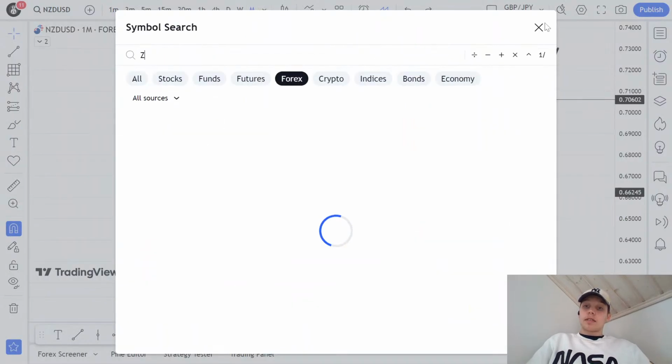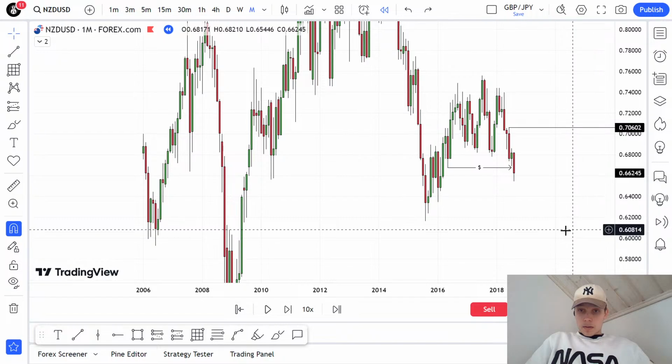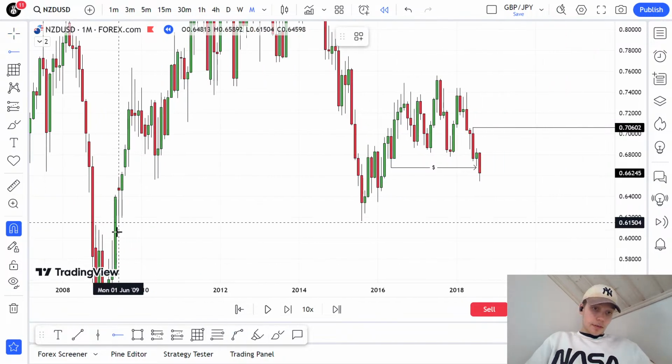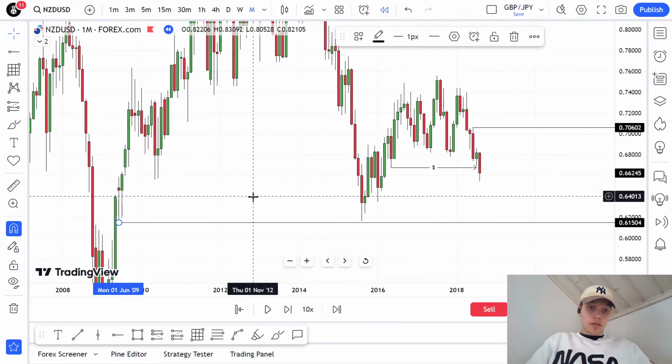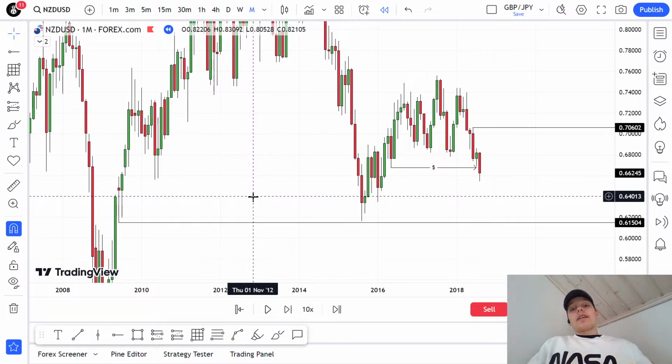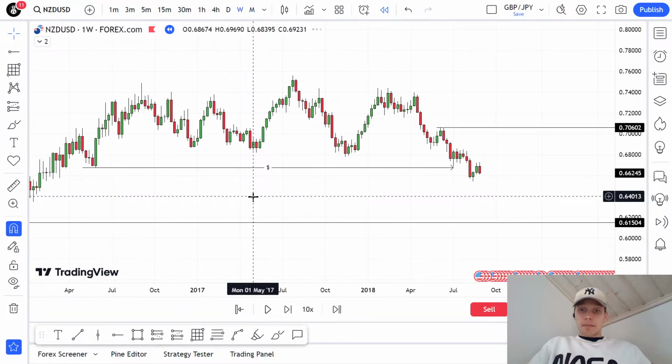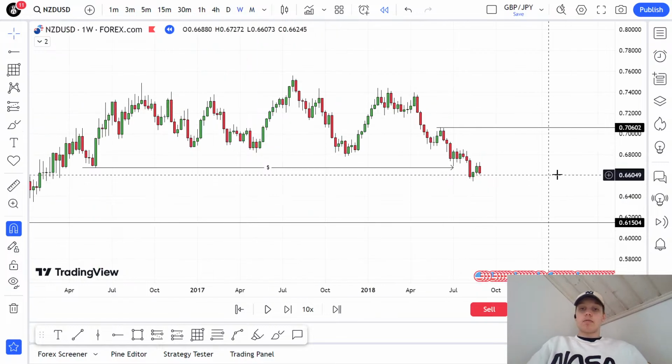Now that I'm looking at this monthly time frame, here you can see fair value gap, relative equal highs. Also, my idea of sells would be more justifiable, if you know what I'm saying. So let's go to the weekly time frame and let's see what we've got here.